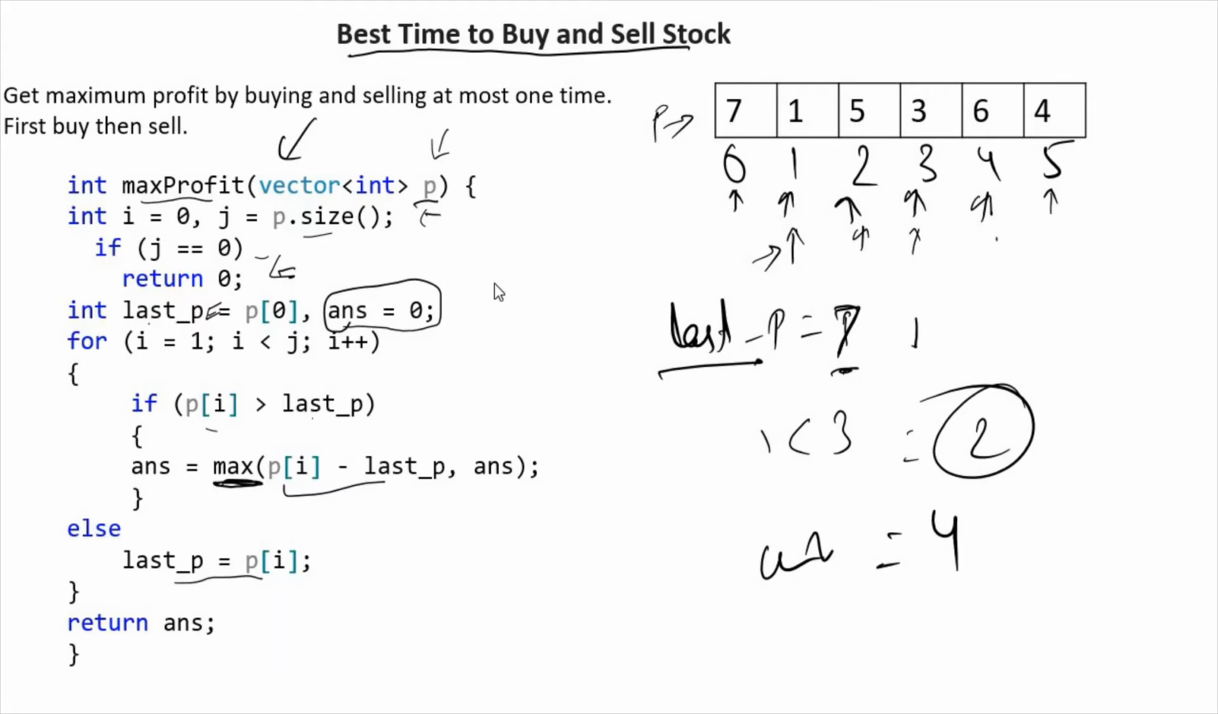Now again move to the fourth index, which is 6. Again you can see Pi is greater than the last price, which was 1. So in this case again we calculate our answer, and our answer will be replaced with 5. This way we have calculated our answer and will return it. Okay, thank you.